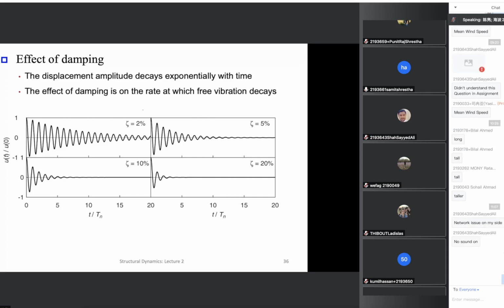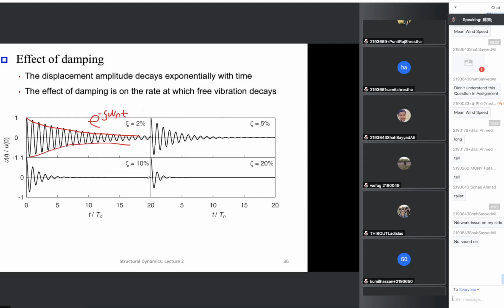Okay. So we can see the damping will first reduce the frequency and then reduce the amplitude. If the damping ratio is 2%, starting from 1, if we connect the peaks, this is an exponential, e to the minus zeta omega t. So it exponentially reduces the amplitude. But if the damping ratio is 5%, it can be very significant.